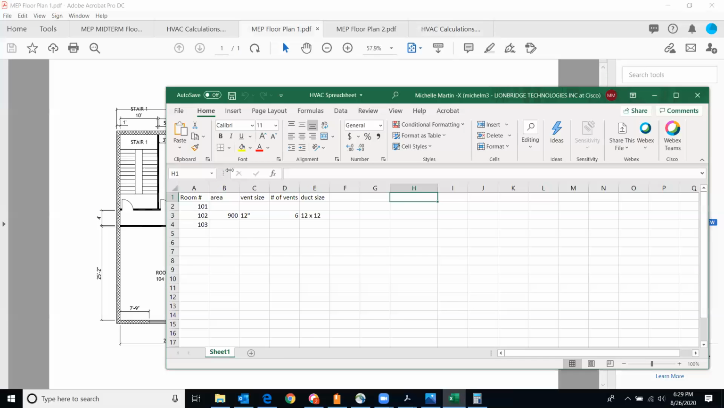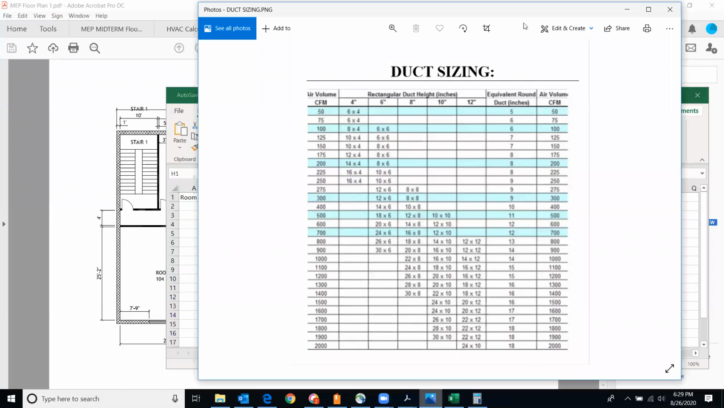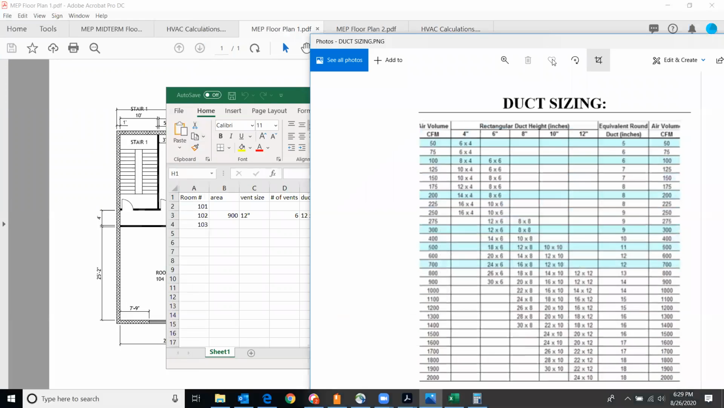Once I have that figure, the area itself, I can come back to my duct sizing sheet and take this area, which is equivalent to my cubic feet per minute, and come down here. This is going to help me get my duct sizing. So at 900, I can come over, and these are the various duct sizes that I can use for this particular room. So if I go up here, this is my vent size that I would need.